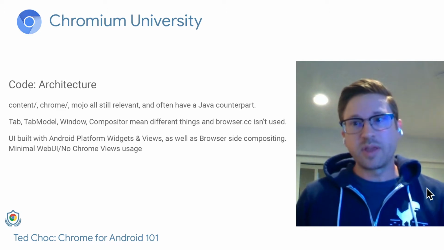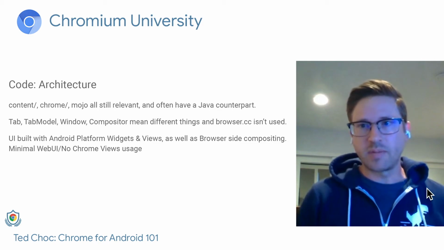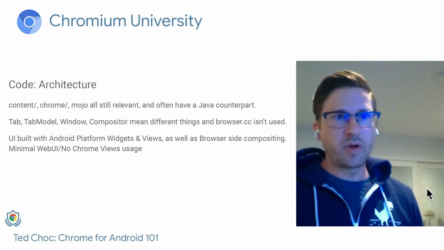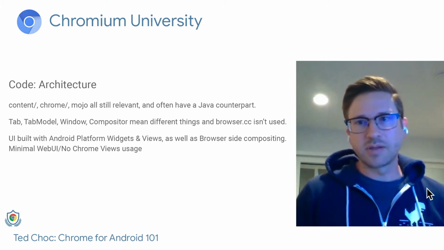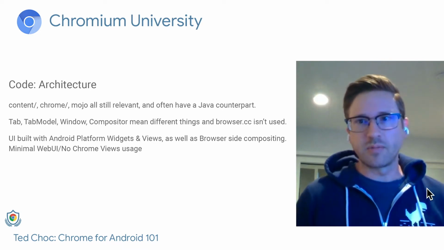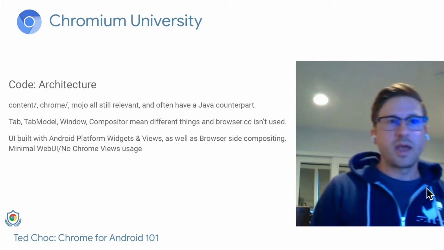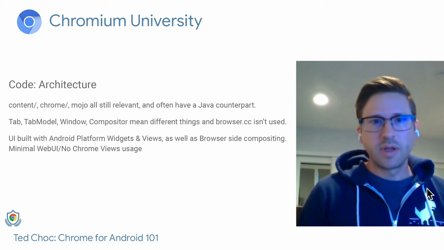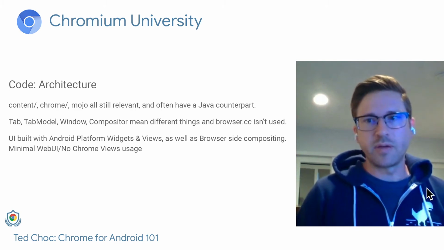The big thing to call out is that we don't use browser.cc or browser. So that is a big entry point on desktop that we do not take advantage of. And when you look at the UI, we build that with Android platform widgets and views. We do use a little browser side compositing. So if you go to our tab switcher, you'll see that's actually using browser side compositing, so a modified subset of the CC layer in Chromium. And we use minimal web UI. We don't use web UI for the new tab page, for example. And we do not use Chrome's views, which is the general desktop way of rendering.